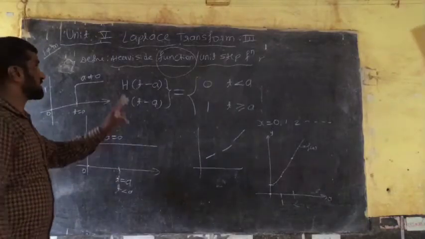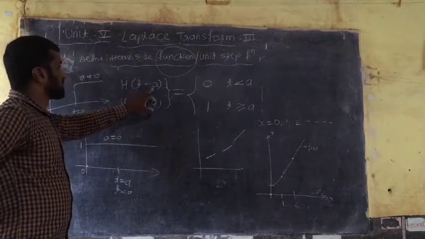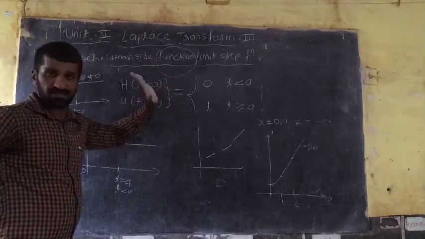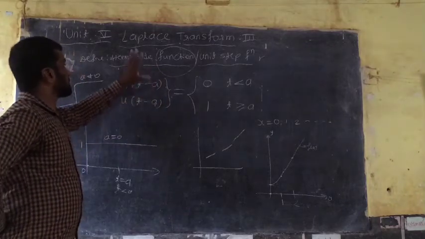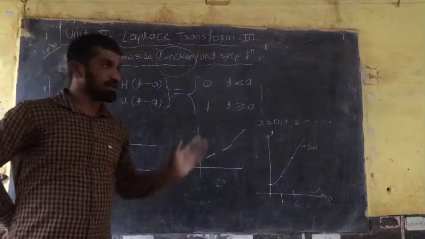If two marks are asked, define Heaviside function, it is symbolically denoted by h of t minus a, or if unit step function is asked, u of t minus a, equal to this. So this is the concept of Heaviside function or unit step function. It is only two marks again, so study it.